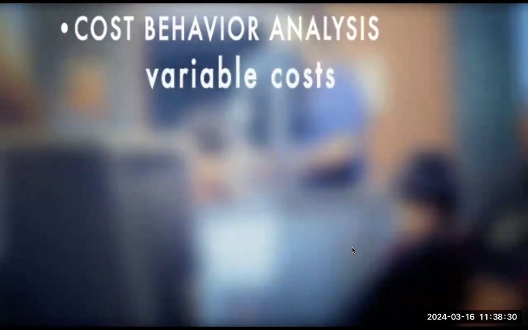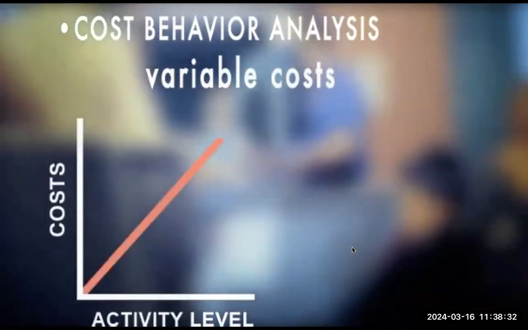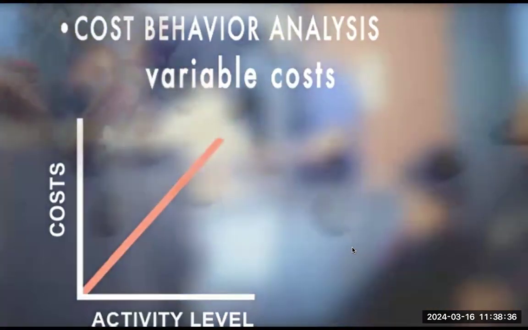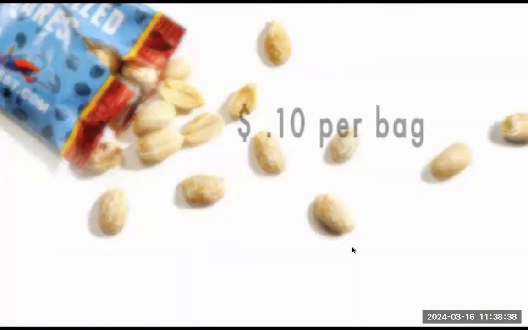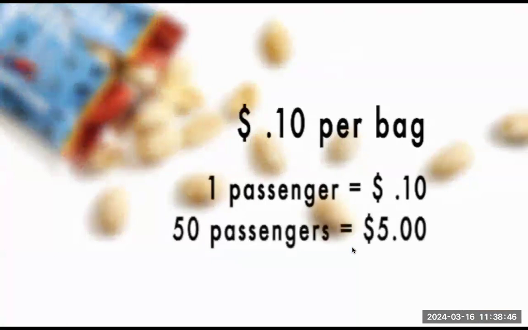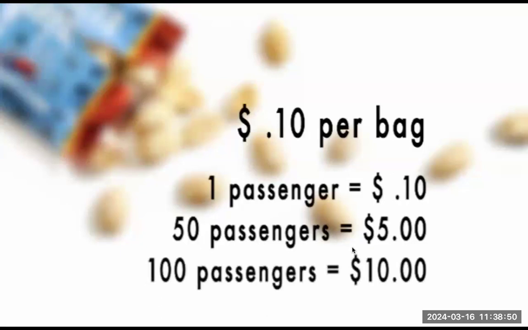Within cost behavior analysis, companies classify costs in a variety of ways. Variable costs are costs that vary in total, directly and proportionately with changes in the activity level. So, for example, if an airline paid 10 cents a bag for peanuts and a flight had 1 passenger, the cost for peanuts would be 10 cents. If there were 50 passengers, the cost would be $5. And if there were 100 passengers, it would be $10.